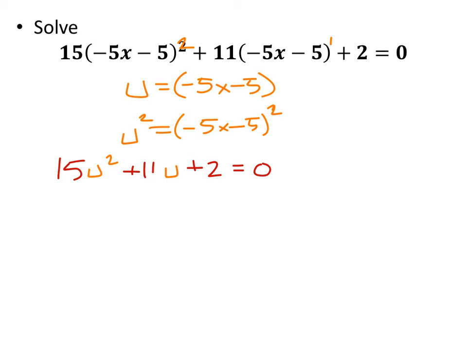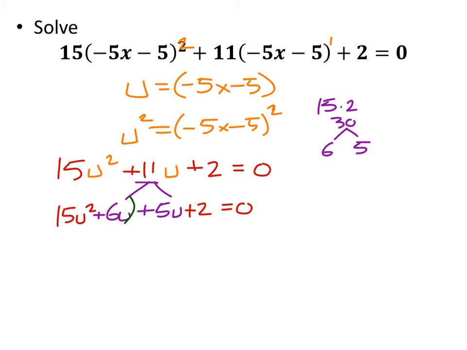There's two ways you can go about this. You can factor, or you can use the quadratic formula. Alright, factoring, I got 15 times 2, which is 30, and I need two factors of 30 to add up to 11. I'm looking at 6 and 5. So let's go ahead and split that 11u up into 6u and a positive 5u. So this is factoring by grouping.